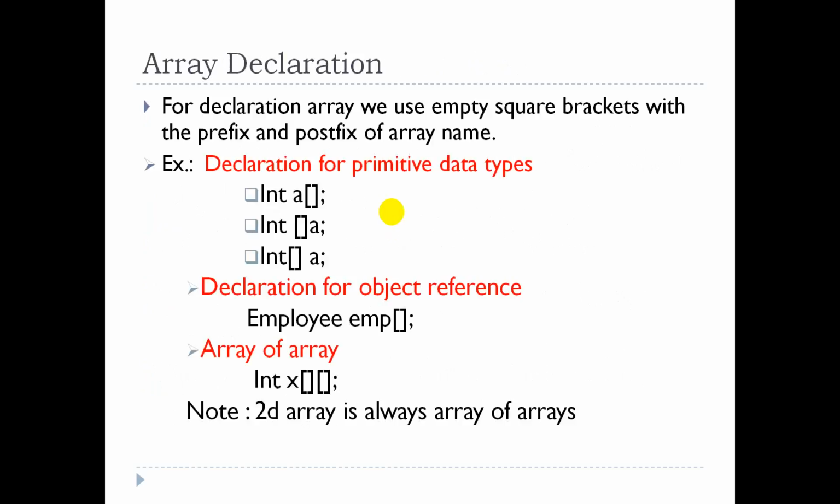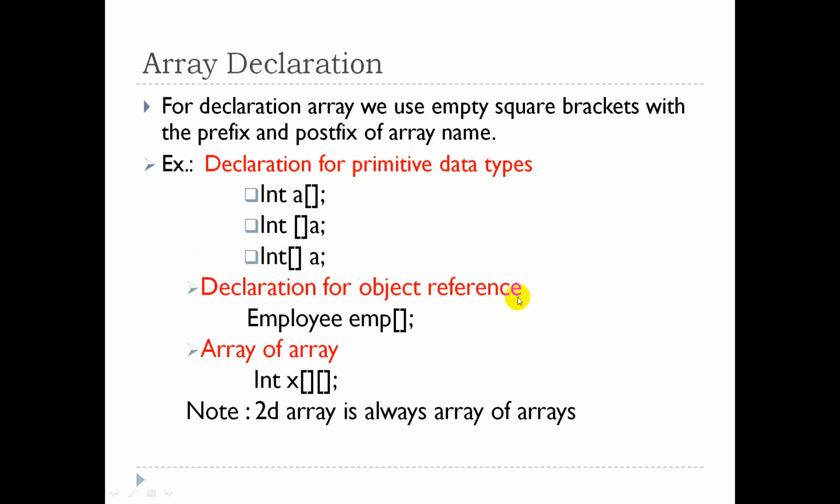Array declaration. For declaring an array we use empty square brackets, either as a prefix or postfix of the array name. Here you can see I have taken three primitive data type arrays, int a, and after the array name I passed the square brackets. Before, as a prefix, I have taken the square brackets before the array name, and this is after the data type you can define. So there are three ways by which you can declare a primitive data type array.